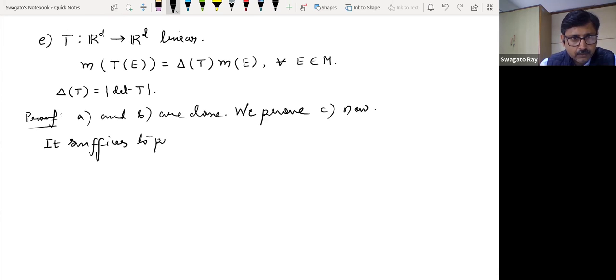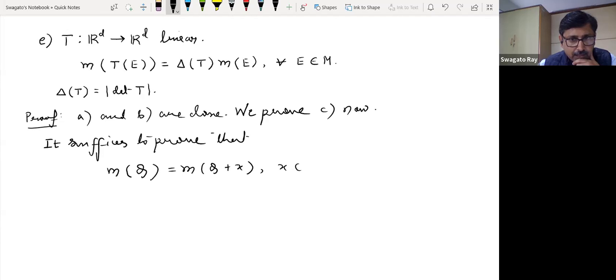that the measure of Q equals the measure of Q plus x, where x is fixed in R, because we are proving everything in one dimension. What is Q? For all 2 to the power minus n cubes. Mind you, I am on the real line, so I am working for d equals 1.